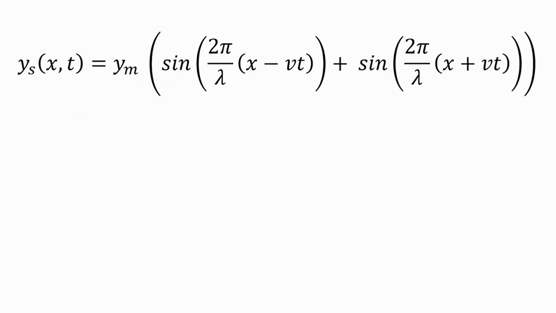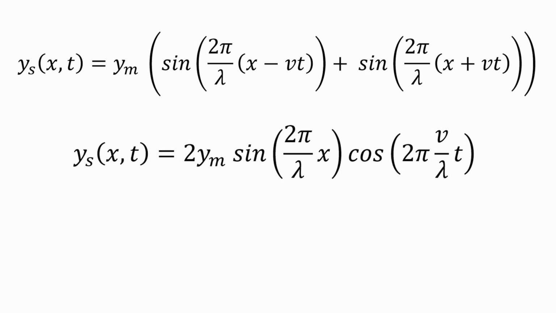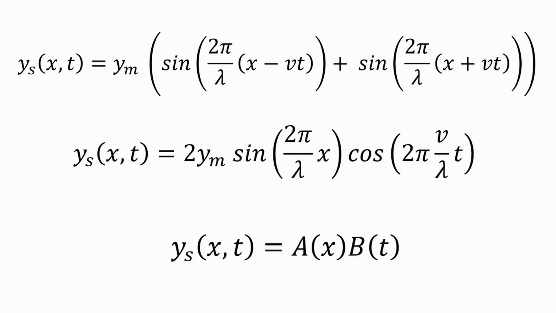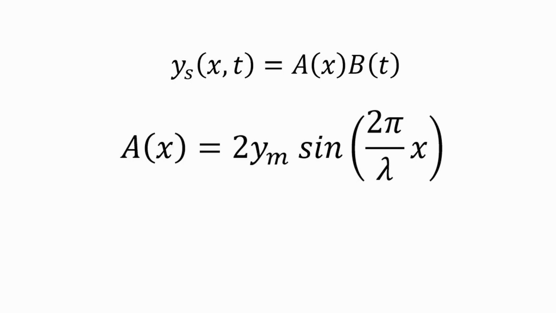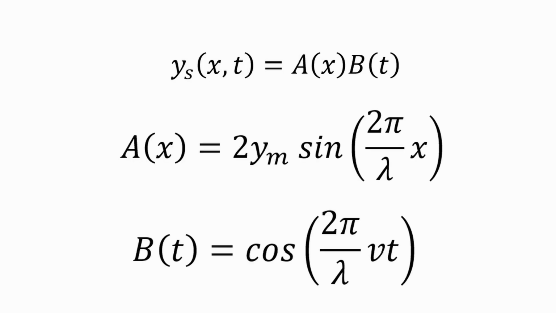After using geometric relationships for the sum of angles we obtain, which can be rewritten as where the amplitude of oscillation A is only a function of the position, and the oscillation with time B is only a function of time.